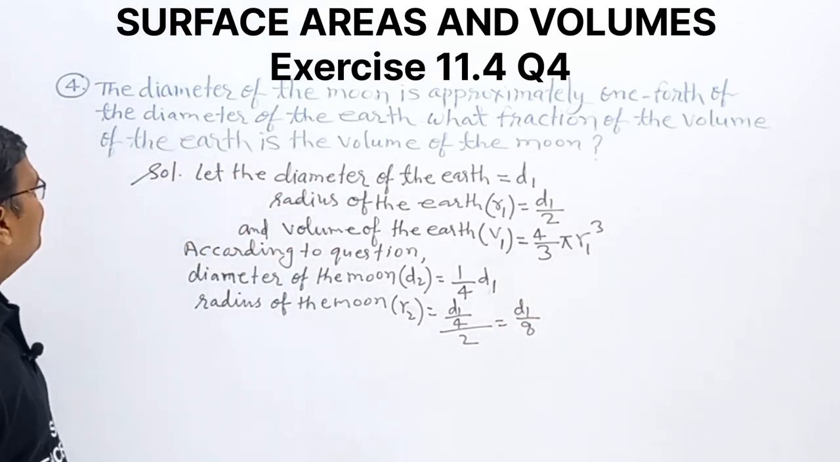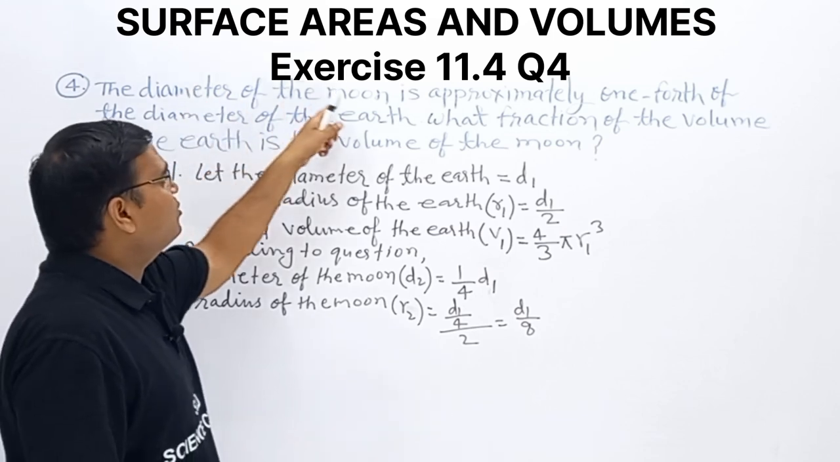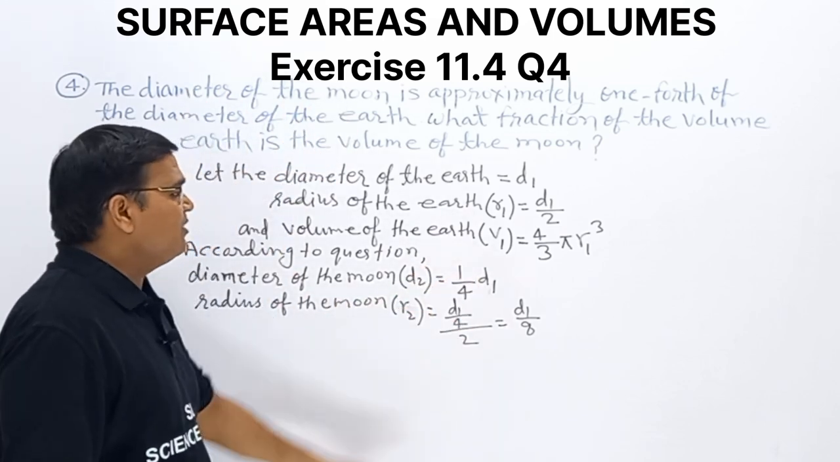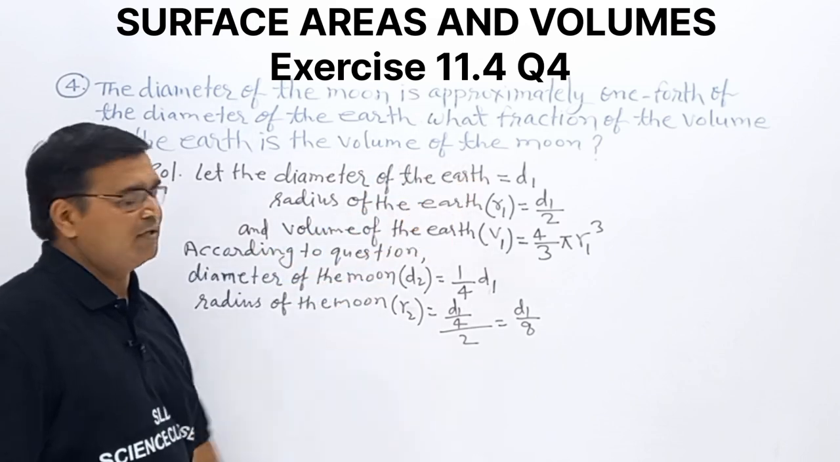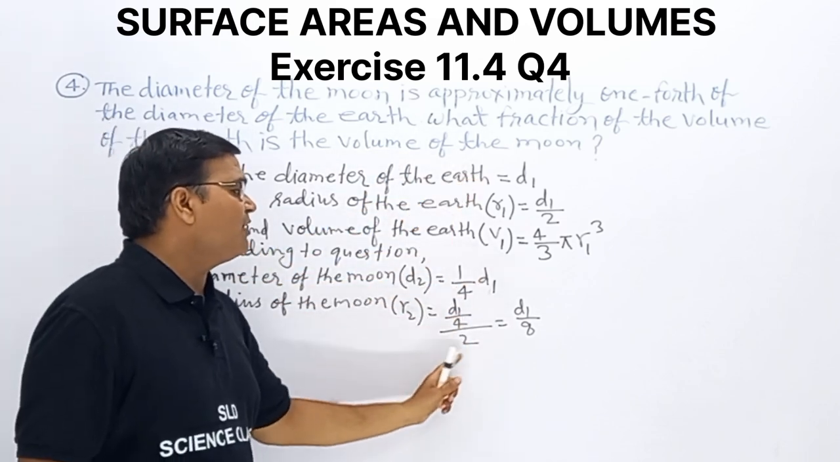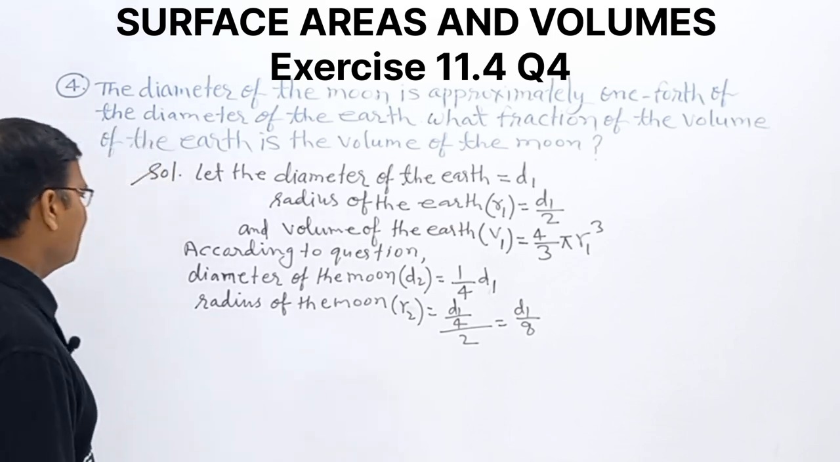Clear? As per the question, the diameter of the moon is what? 1/4 of the diameter of the earth. We assume the diameter of the earth is d1. So the radius will be half of this one. d1 by 4 divided by 2 will be d1 by 8. Clear?